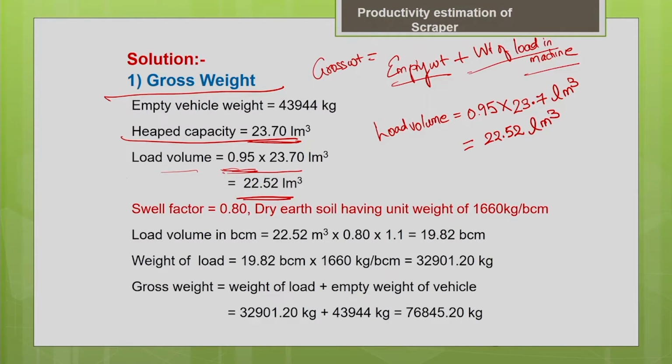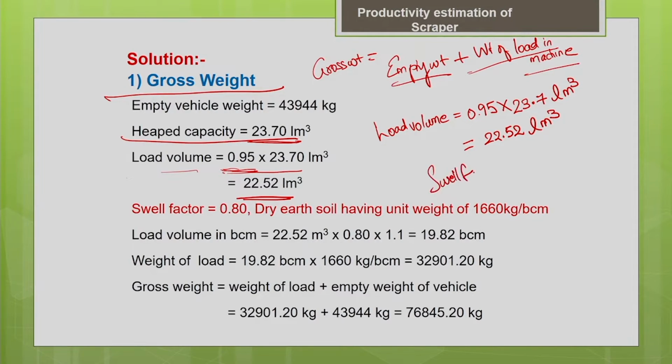So, hope you remember, here we have to estimate everything in bank meter cube. Your unit cost of production we have to estimate in bank meter cube, cost per bank meter cube. Okay. So, let me convert the loose meter cube into bank meter cube. Okay. So, how to convert? For that we need the help of the swell factor. The swell factor is given to you in the question for this particular material, for this dry earth. So, the swell factor is given as 0.8. Swell factor is nothing but loose dry unit weight divided by bank dry unit weight.